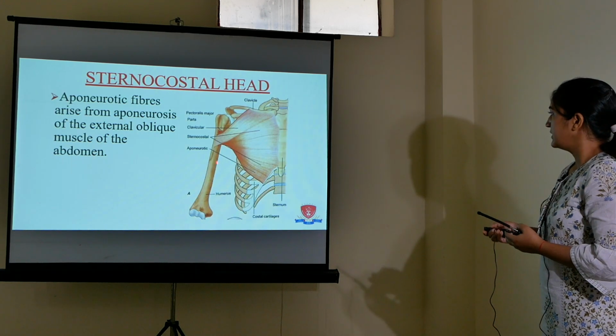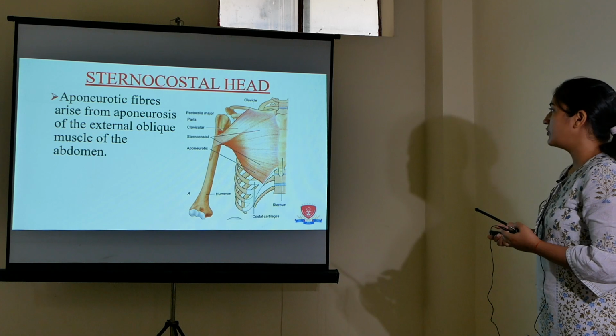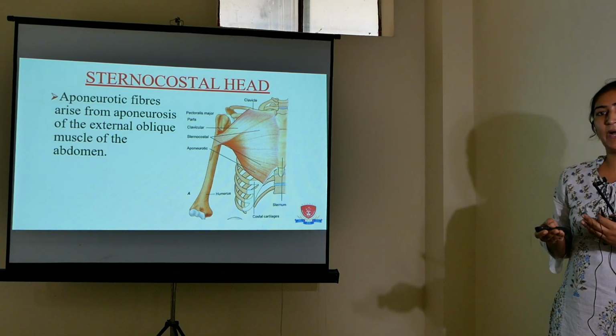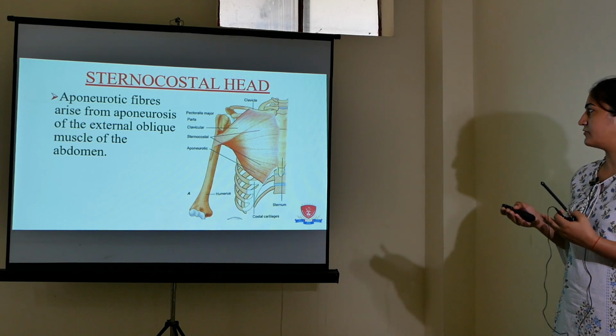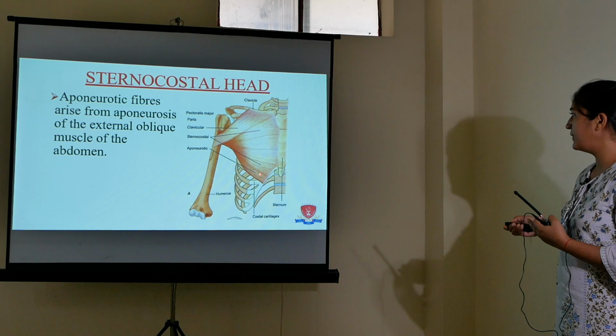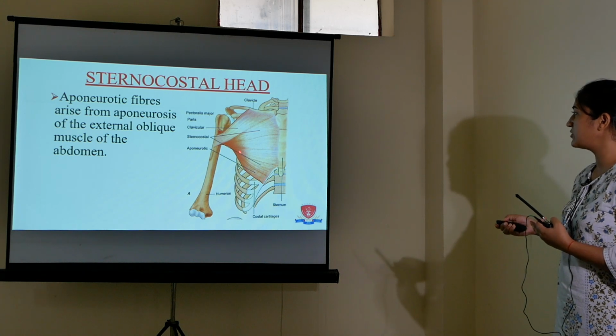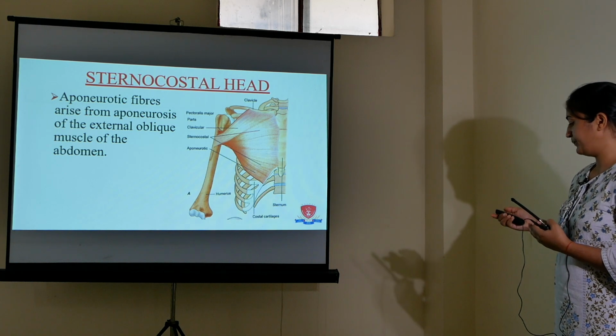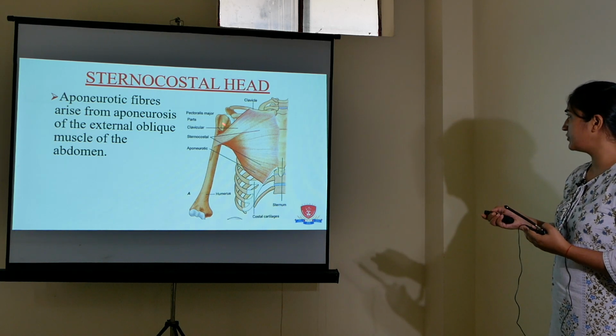Then last is the aponeurotic fibers. So aponeurotic fibers take origin from the abdominal part, that is the aponeurotic part of the external oblique. So this is the aponeurosis of the external oblique, which is giving the lowermost fibers of the sternocostal part of the pectoralis major muscle. Hope you have understood this part.